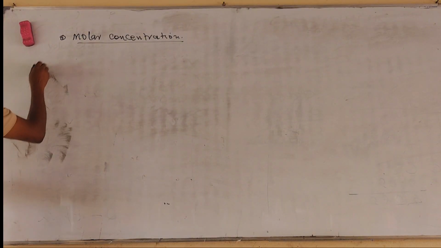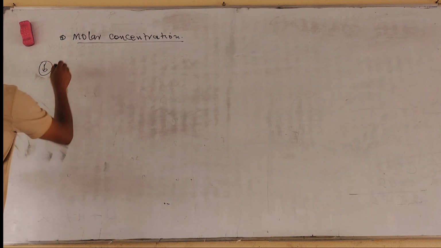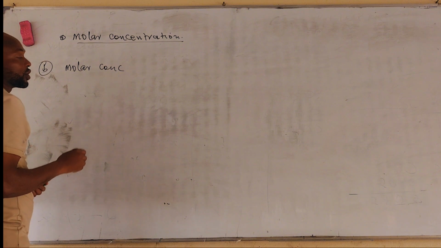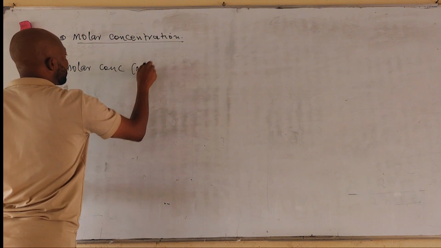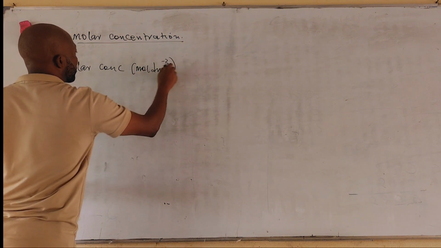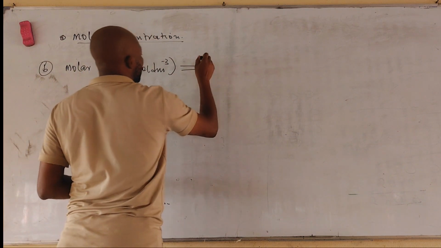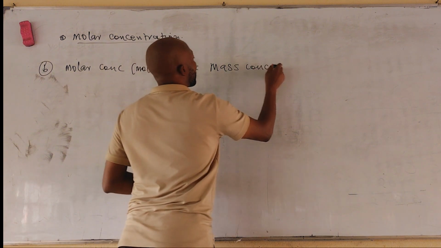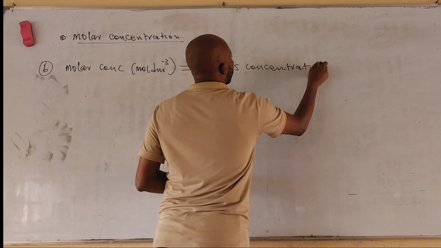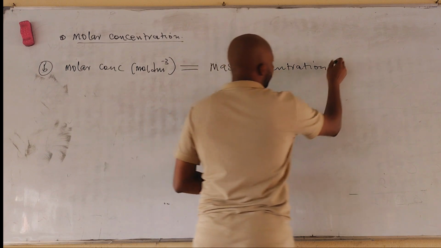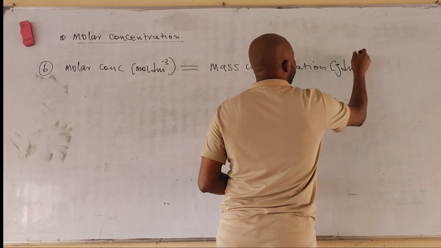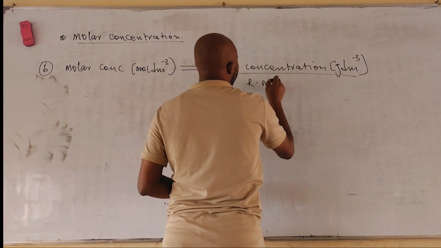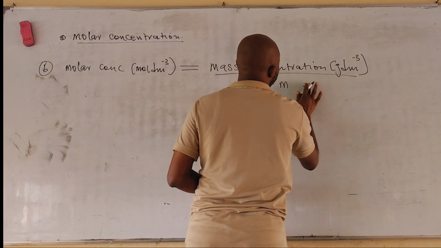So this is the first, let me call that A, in calculating our concentration. Alright, so another formula for concentration, let me take that. Now B, we say molar concentration in unit, which is mole per dm³, is equals to mass concentration in g per dm³ over relative molecular mass in g per mole.